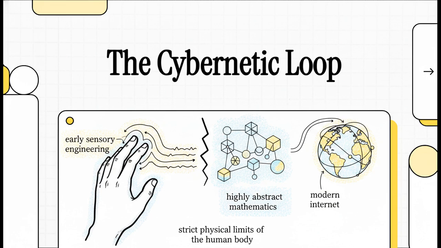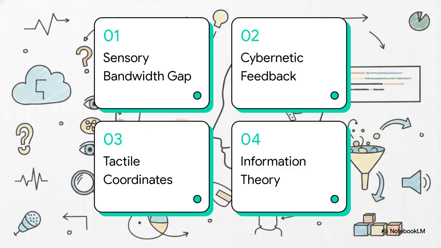Pretty wild, right? Okay, let's dive into this. We'll start with the sensory bandwidth gap, move on to the cybernetic feedback loop, look at mapping tactile coordinate space, and finally uncover the birth of information theory.